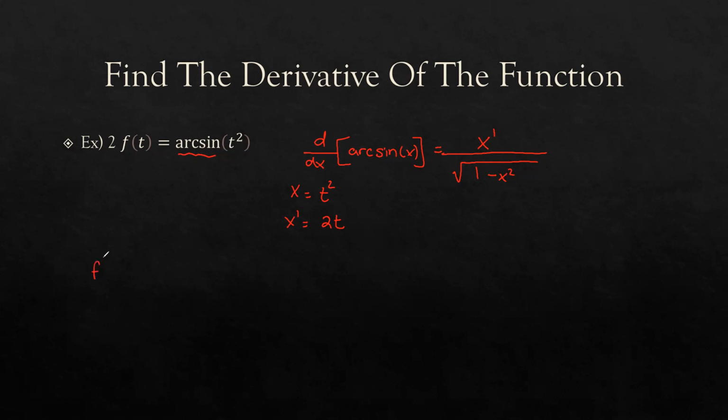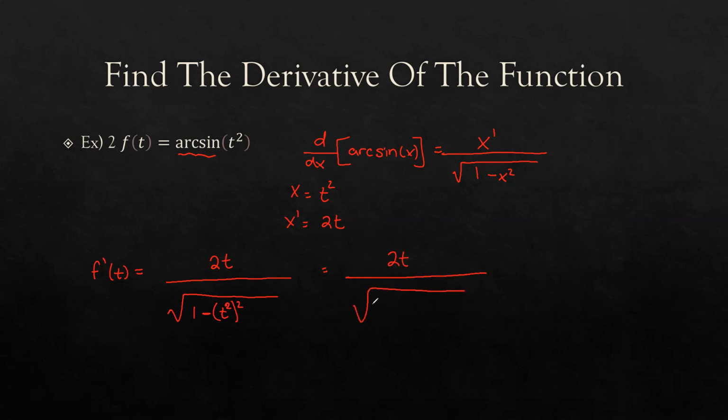So you could say f prime of t is x prime, which is 2t, over the square root of 1 minus, and then we said our x is t squared, and then we have to square that. So that is going to be 2t over the square root of 1 minus t, and then what's t squared raised to the second power? t to the 4.